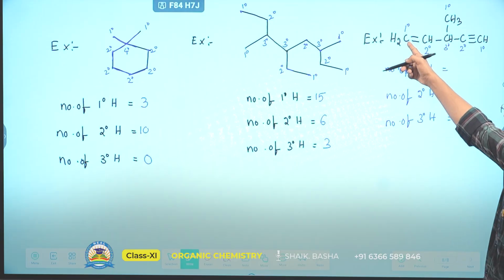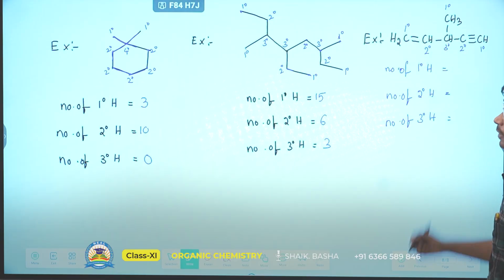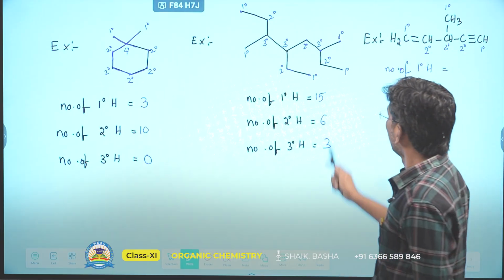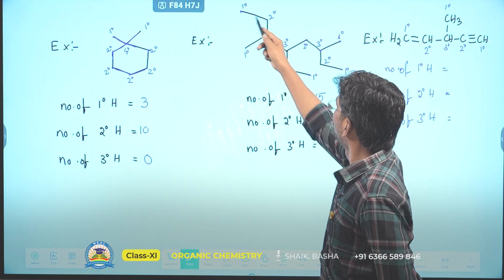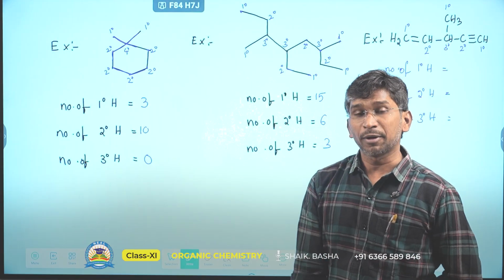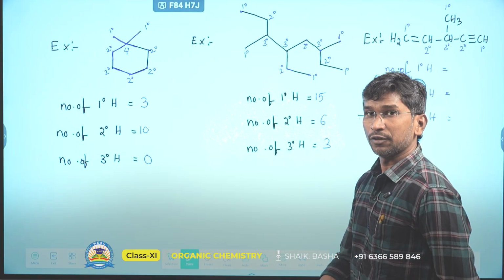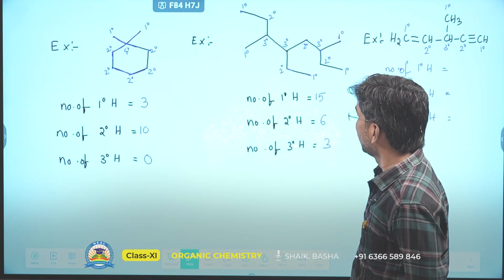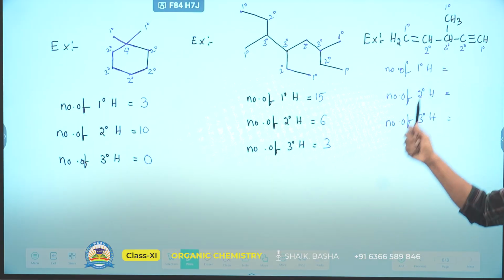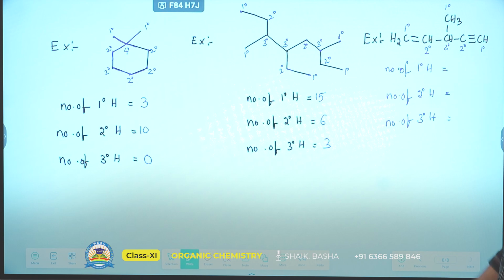So primary carbons, 1, 2, 3 are there. But previously 1, 2, 3, 4, 5 primary carbon atoms were there. Each primary is attached to 3 hydrogens, so 5 into 3, 15, we can easily write. But what about here? We can't write like that. Why? Double bond carbons are there, triple bond carbons are there. So that's why the connectivity with hydrogen will be changing.